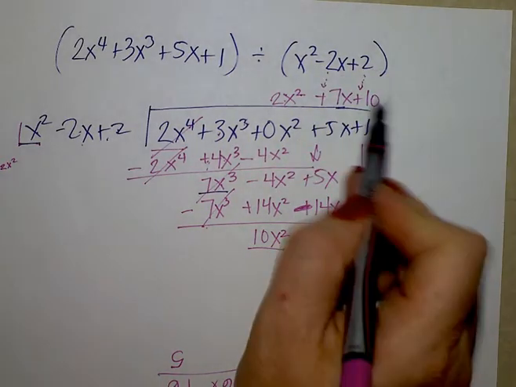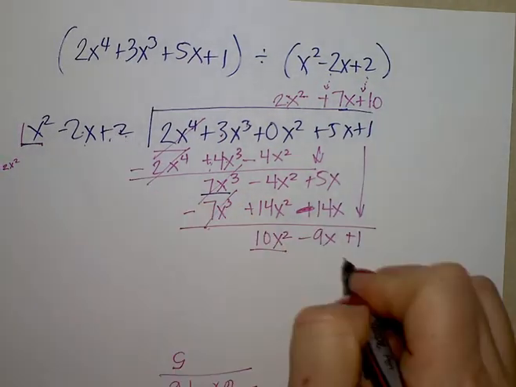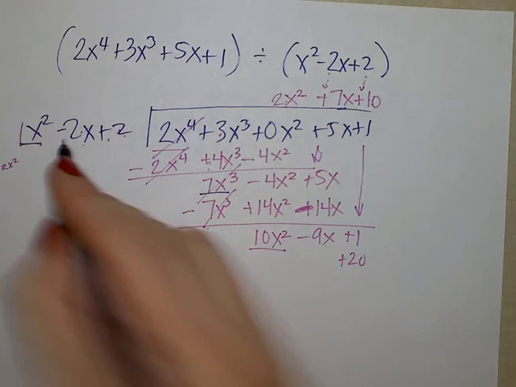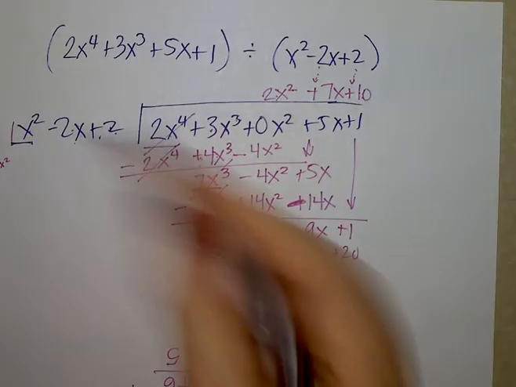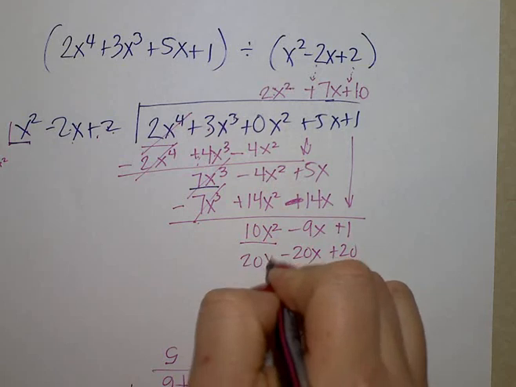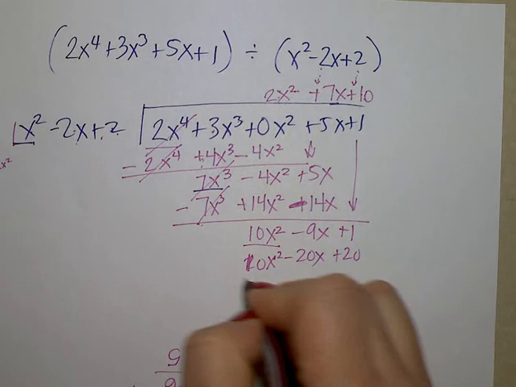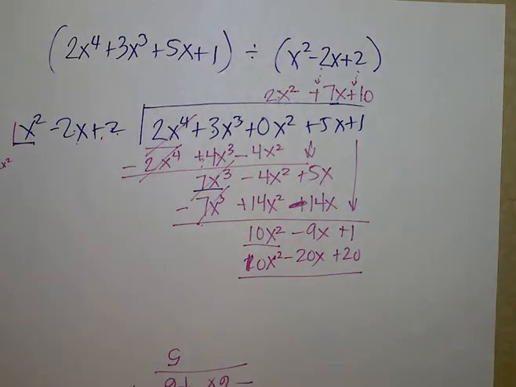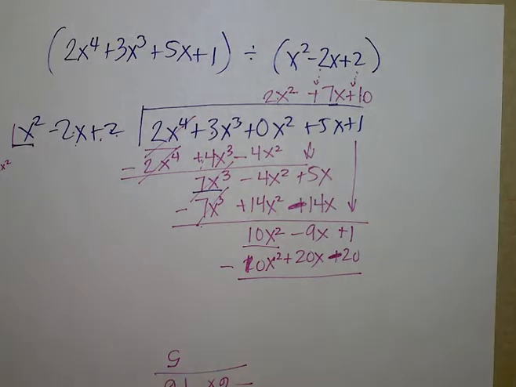So I'm now going to distribute the 10. Starting from the back, 10 times positive 2 is positive 20. 10 times negative 2x is a negative 20x. And 10 times x squared is 10x squared. Change the signs at the second level. And combine downward.